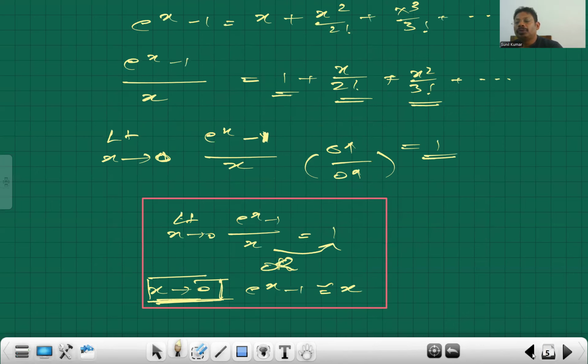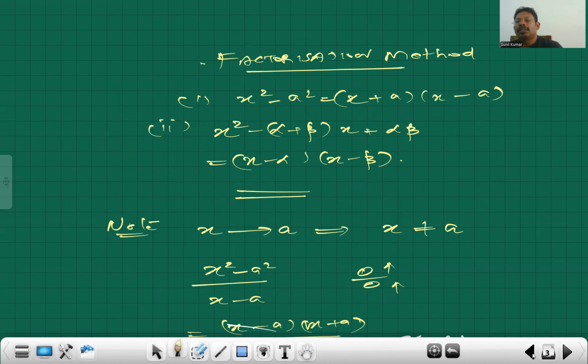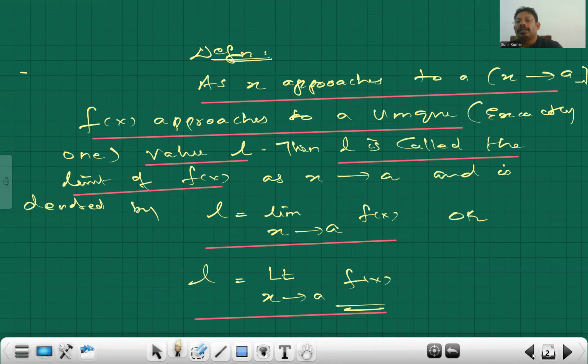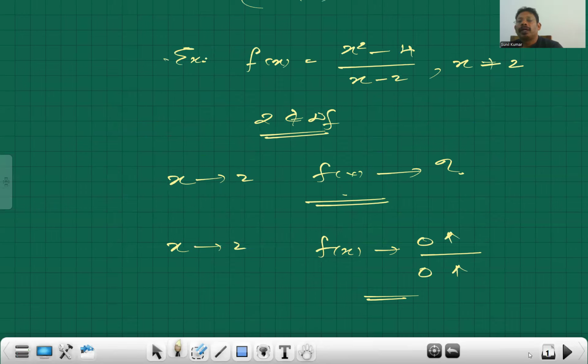So you should go through all the things. These are the things we discussed: the factorization method, and some definitions like this. X is approaching a means x never becomes a. That is the thing I want to tell you. And I hope you got all these things.